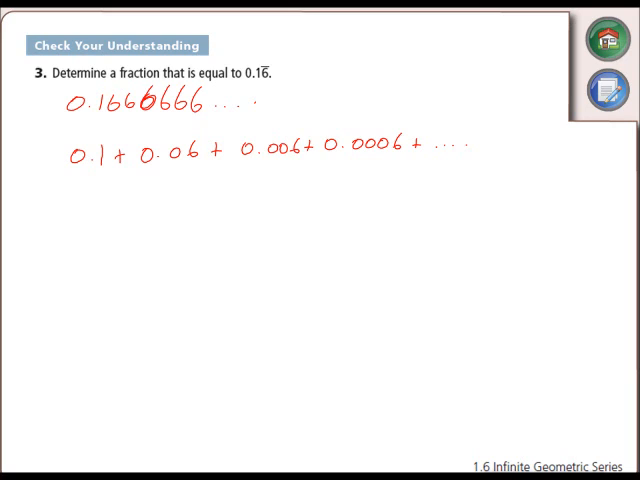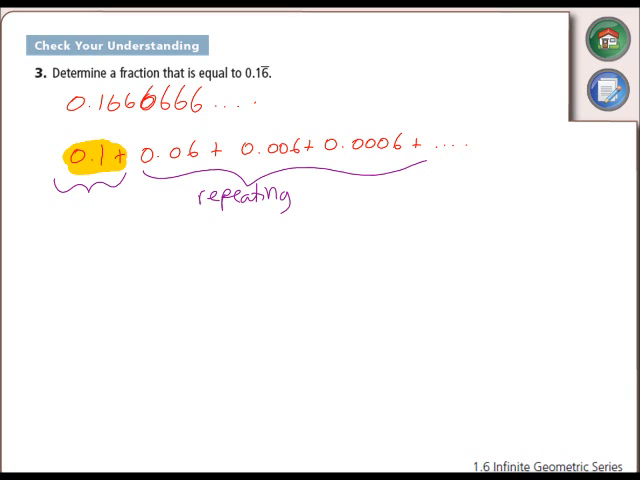Well, you know what? This 0.1, that's actually not part of the full sequence. That's out of the rest of them. Everything after that, the repeating part, forms a geometric sequence. So we're going to break it into two different sections. The part that is not repeating and the part that is repeating. We'll just work with the part that is repeating, because that's the geometric part.